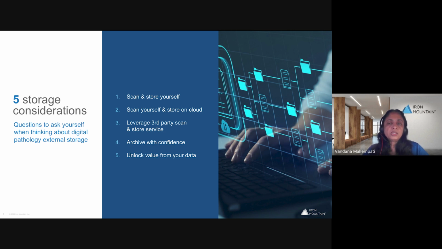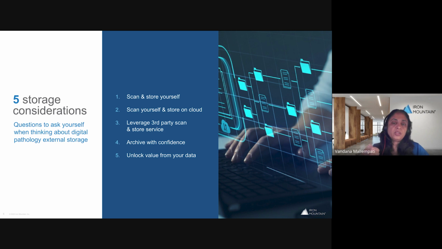We will also discuss in this webinar why outsourcing your digital pathology image storage, which IRM is leading with its DPOD, or digital pathology on demand offering. Lastly, what can the organization do to generate more value from the data you own?